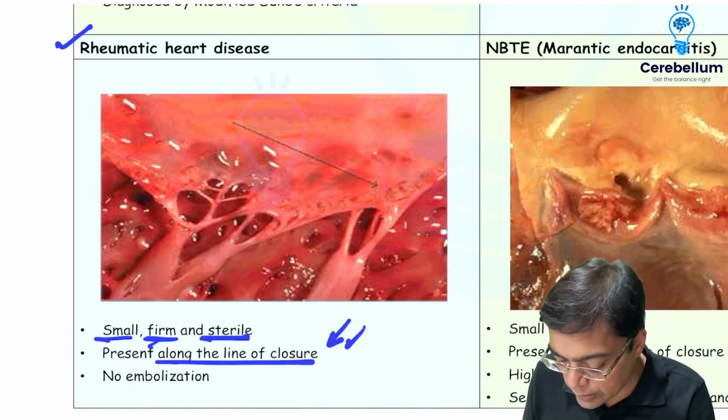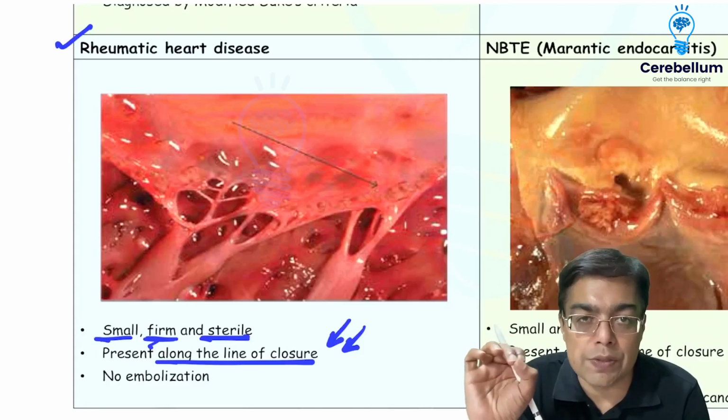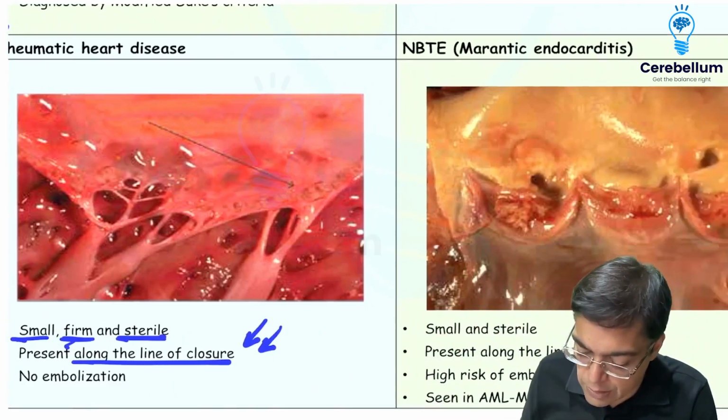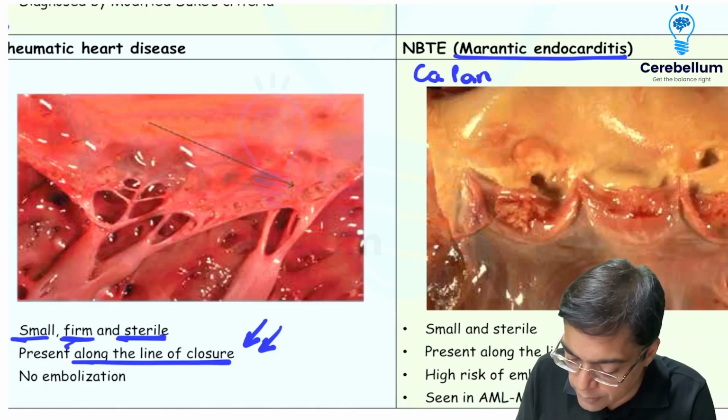These vegetations have an important anatomical location. They are present along the line of closure. Because they are tightly attached, there are no chances of embolization. Similar vegetations can be seen in a patient having marantic endocarditis. Marantic endocarditis can be seen in a patient who is suffering from carcinoma pancreas.